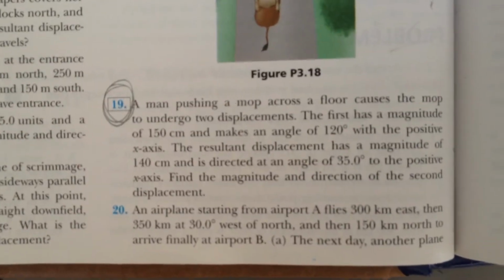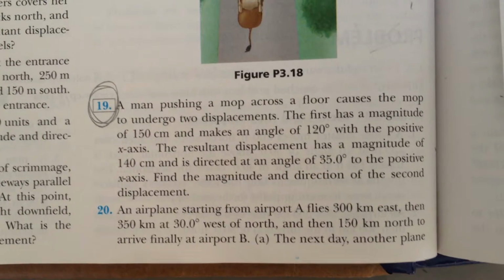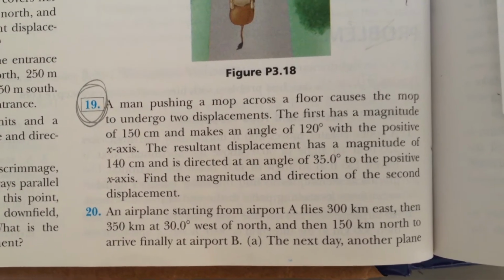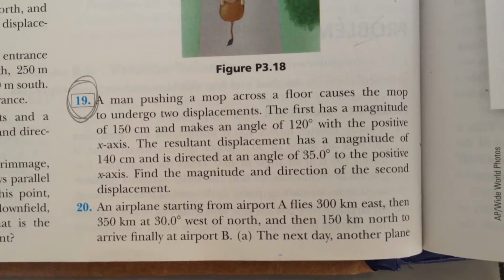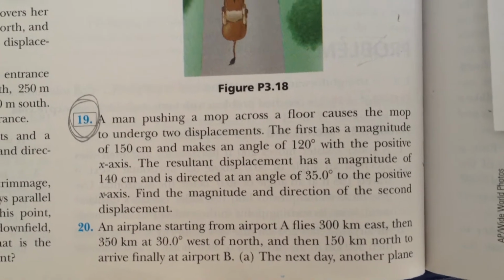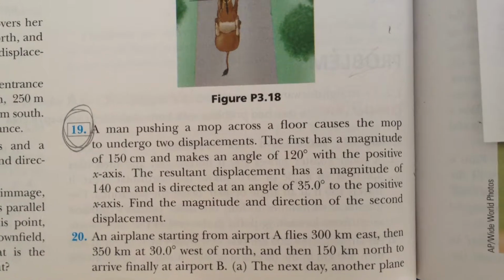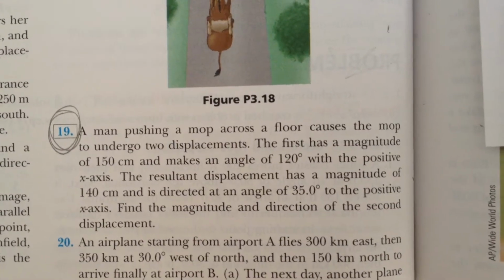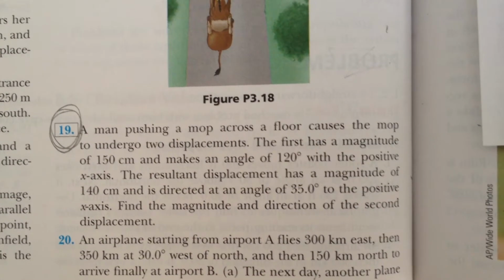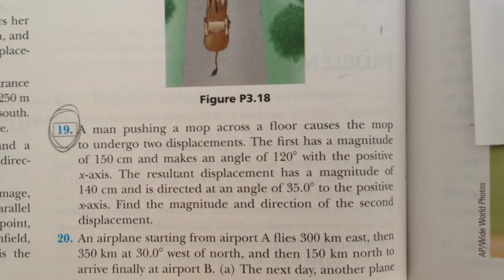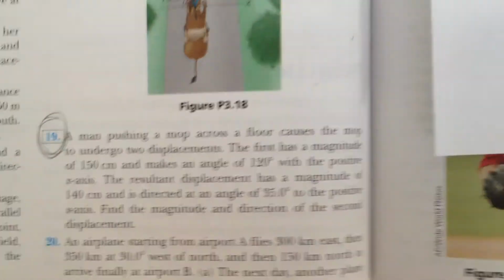A man pushing a mop across a floor causes the mop to undergo two displacements. The first has a magnitude of 150 centimeters and makes an angle of 120 degrees with the positive x-axis. The resultant displacement has a magnitude of 140 centimeters and is directed at an angle of 35 degrees to the positive x-axis. Find the magnitude and direction of the second displacement.